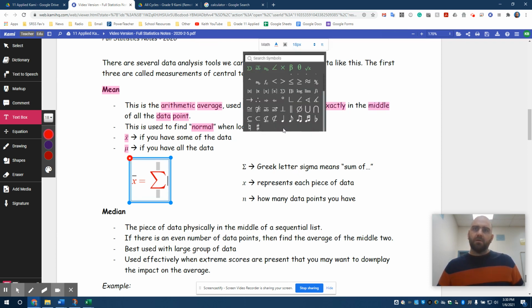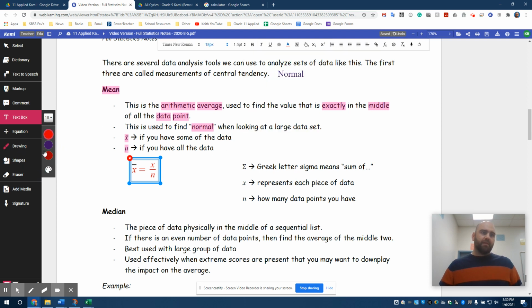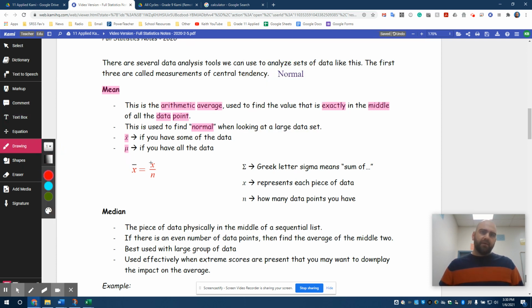Should be a summation sign. I'm going to draw that little summation sign in there, as it looks like I don't have that tool. The summation sign is just this little sign right there. It's like an E. It's the Greek letter sigma, which means sum of. So this is the sum of all of our data points. X represents each piece of data. In the case that we're going to look at soon, we have 20 data points.